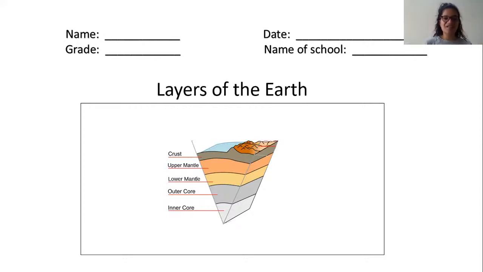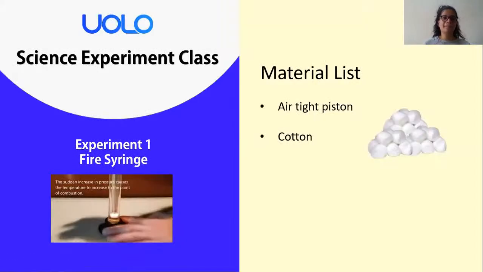Okay, good job. So our next activity is, if you all know what it is, give me a thumbs up. That's right. It's our experiment time. Today what we are going to be performing is called the fire syringe experiment. You all need to be very careful with this experiment. You can ask your parents to help you, but be extremely careful.